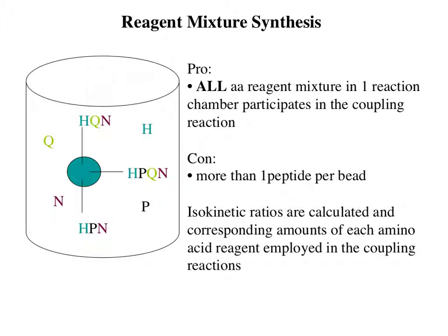the disadvantage is that you get more than one peptide per bead because you can get inefficient coupling happening, and so it's not going to be one bead per compound. Here, isokinetic ratios are calculated and the corresponding amounts of each amino acid reagent employed in the coupling reaction.